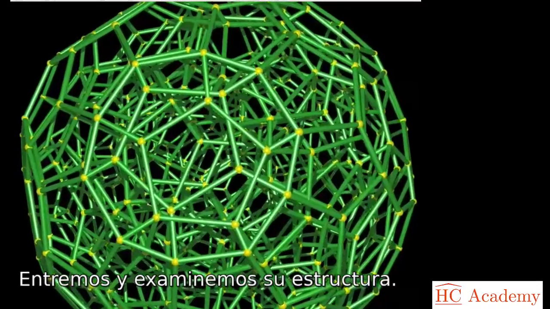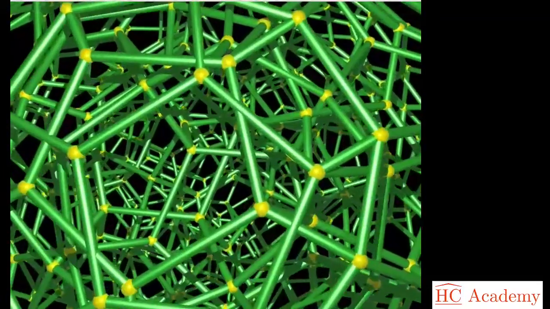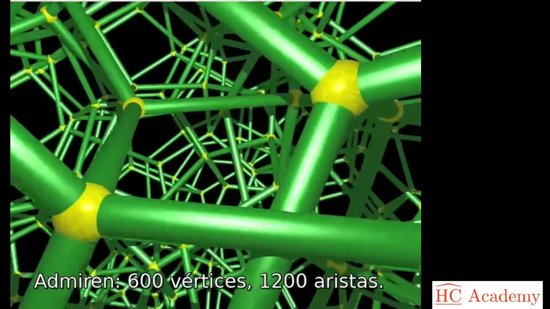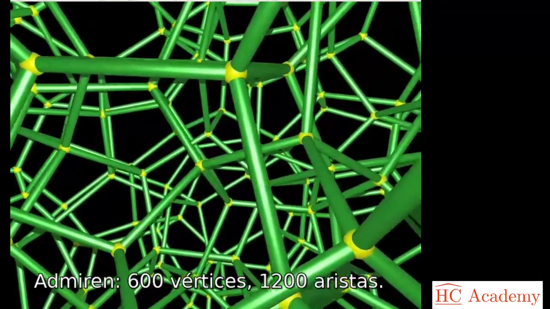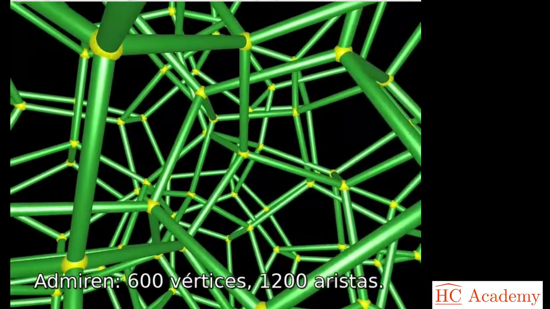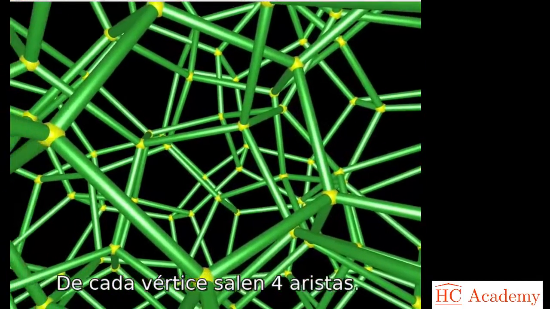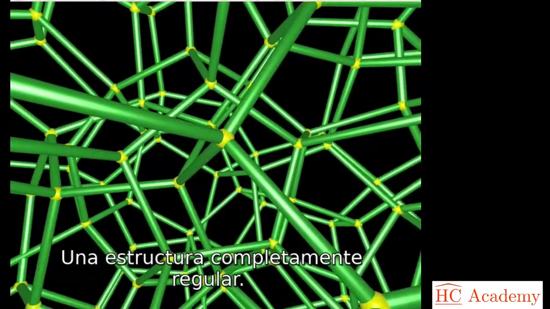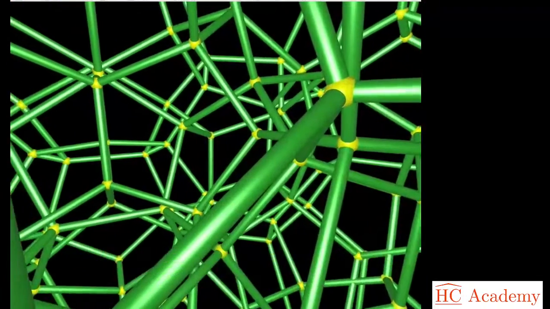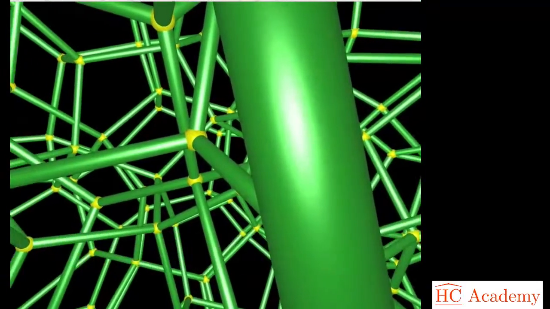Let's get inside and have a look at its structure. Look. 600 vertices, 1,200 edges. 4 edges start at each vertex. A completely regular structure. All vertices, all edges play the same role. It's a pity that the projection breaks the symmetry.